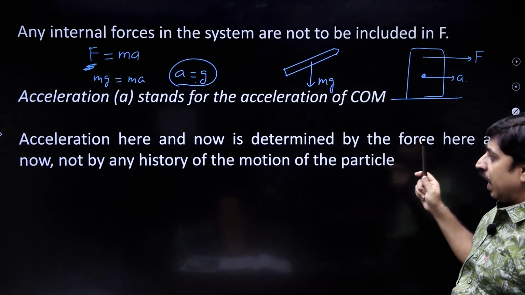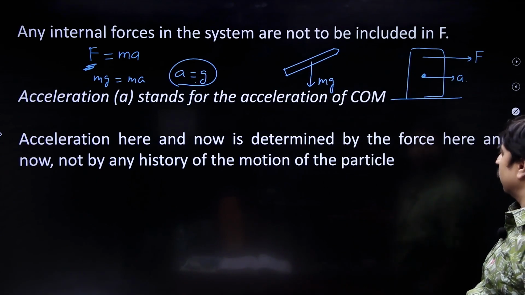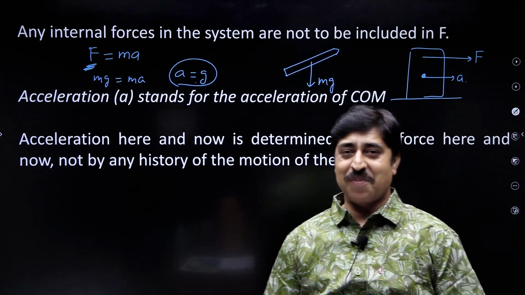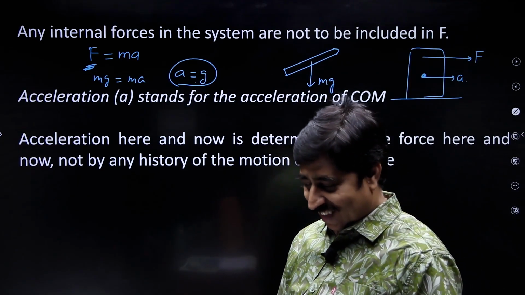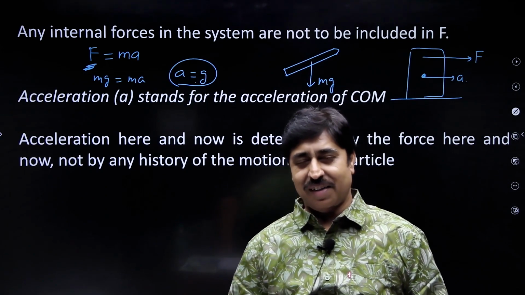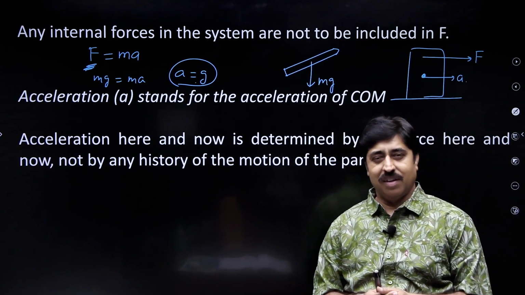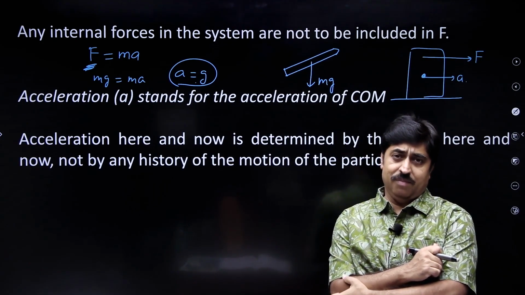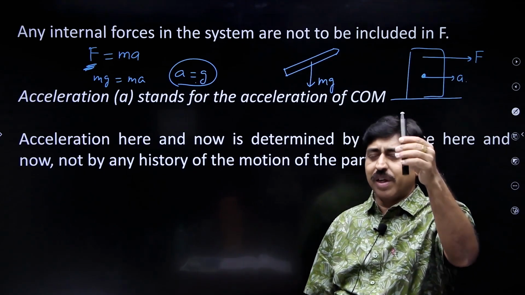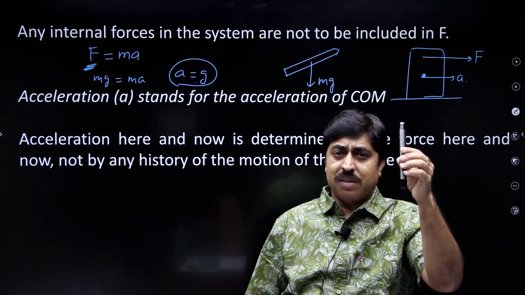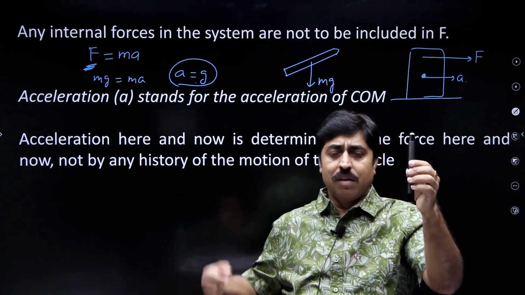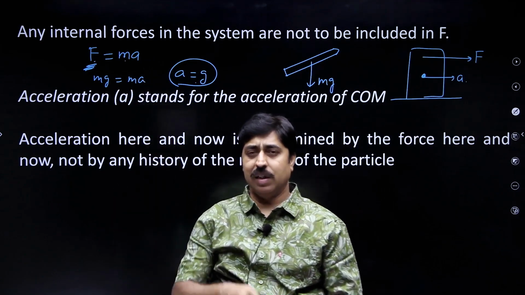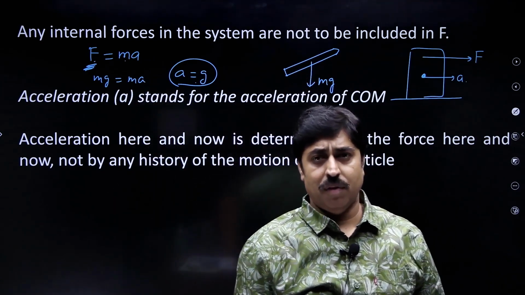And this is very important. Acceleration here and now is determined by the force here and now, not by the history of motion of the particle. This is very important. I said this in last lecture also, I guess, that acceleration of a body can be changed instantaneously. Suppose mass of this object is 1 kg, if you want to make its acceleration 10 meter per second square, just apply a force of 10 Newton. If you apply a force of 10 Newton and mass is 1 kg, the acceleration will immediately become 10.